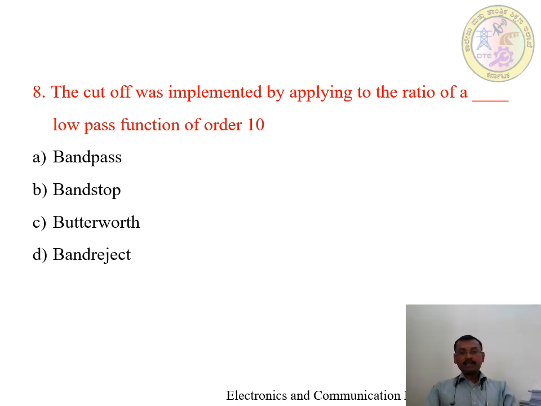Question number 8. The cutoff was implemented by applying to the ratio a dash low pass function of order 10. Option A, band pass. Option B, band stop. Option C, Butterworth. Option D, band reject. The right answer is option C, that is Butterworth.